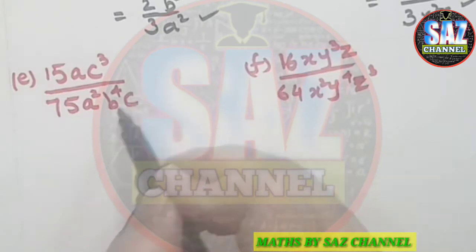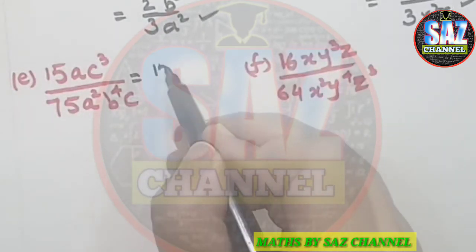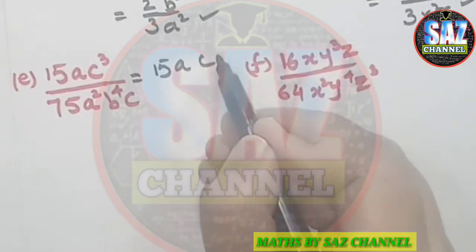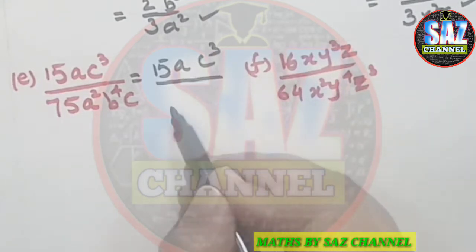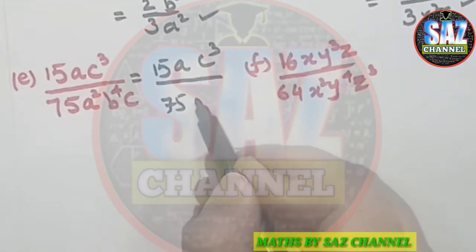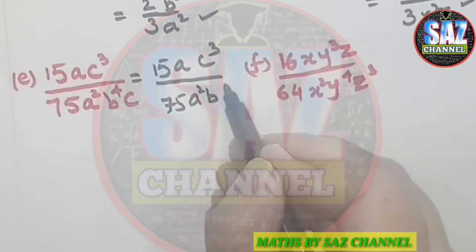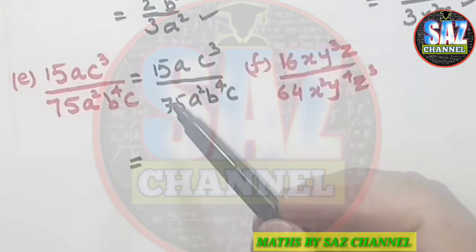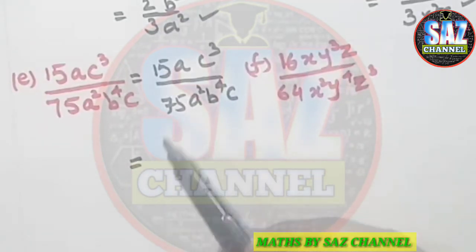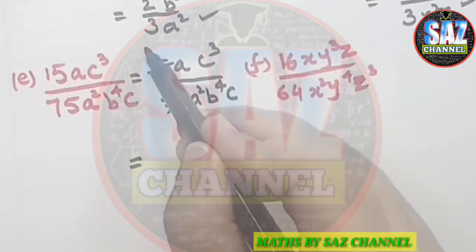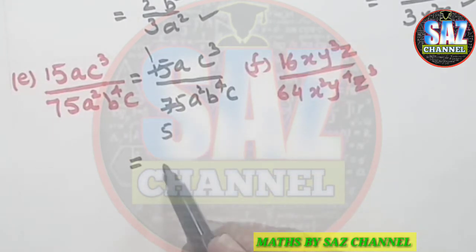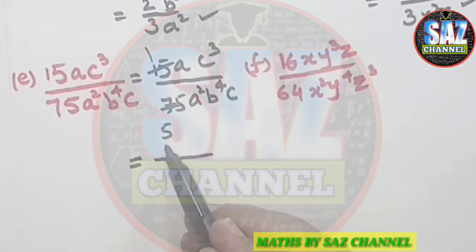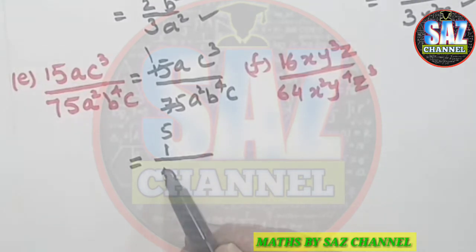The next question is 15 a c cube upon 75 a square b^4 and c. You should have a good command of the tables. The table of 15 is suitable for 75. How many times? 15 ones are 15 and 15 fives are 75. So from the constant coefficients, I will be left with 1 over 5.